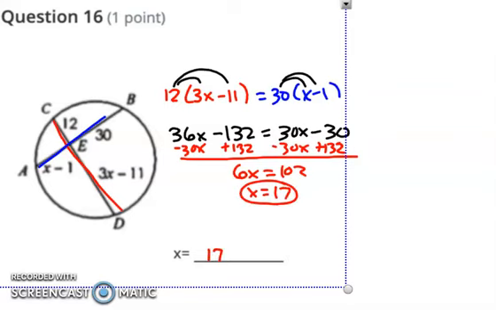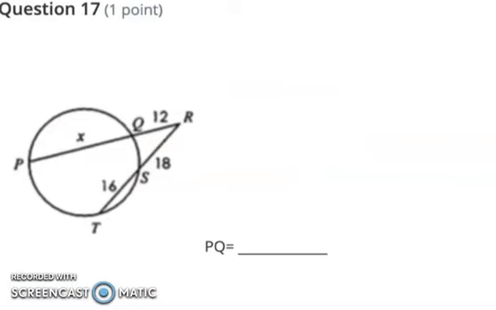Moving on, question 17. So this is two secants. The formula for this is the outside times the whole thing. The whole thing here is x plus 12. That is equal to the outside times the whole thing of the other one. These two would add to 34. So that's what I have here.